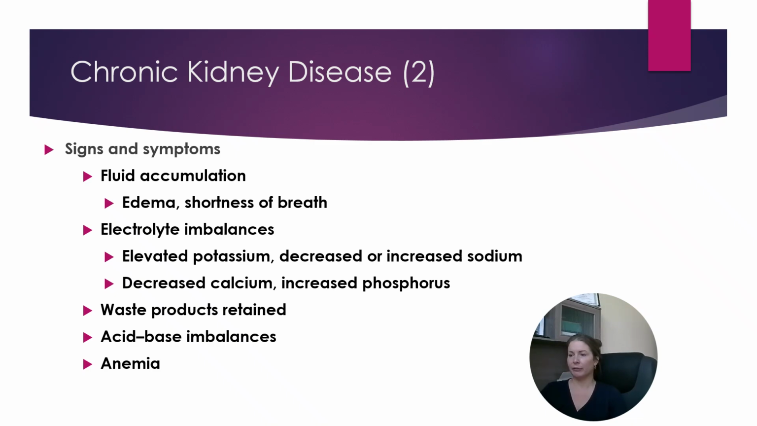So we have our fluid accumulation, our edema. Again, looking for that generalized edema, periorbital edema, shortness of breath from pulmonary edema. Okay. Electrolyte imbalances, our patients are going to be hyperkalemic, putting them at risk for life-threatening arrhythmias. Their sodium can be either too low or too high, depending on whether they're in a dilutional state or if they're in a retention state. We'll have hypocalcemia and hyperphosphatemia. These are going to be due to the impaired vitamin D activation and phosphate retention.